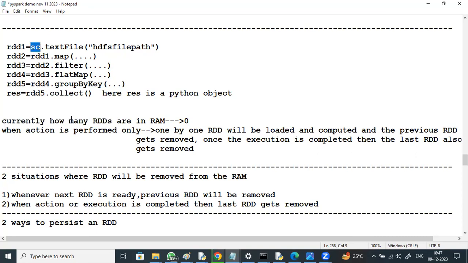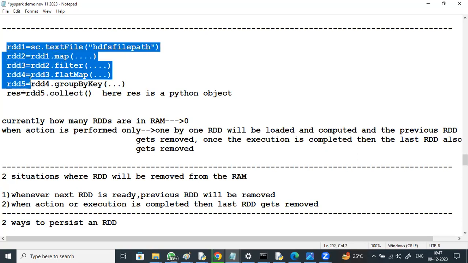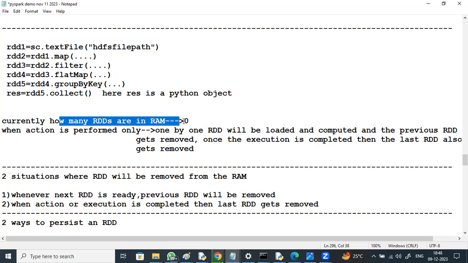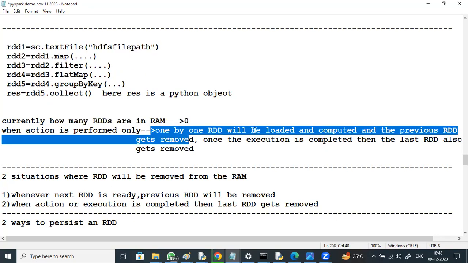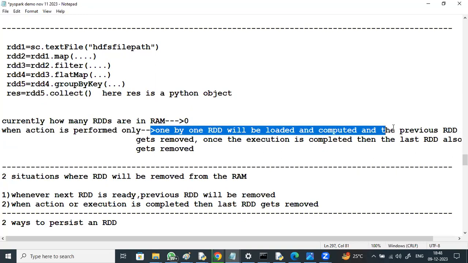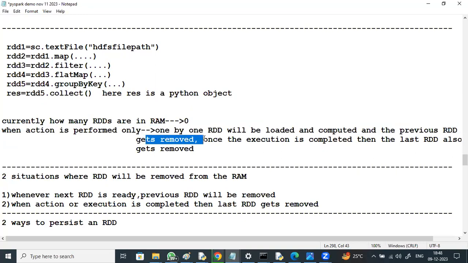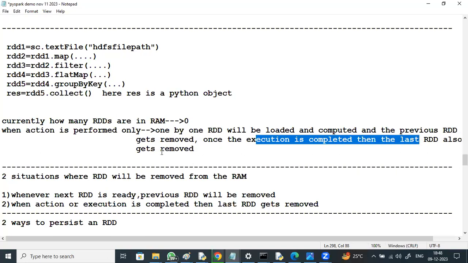Currently, how many RDDs? 5 RDDs. How many RDDs are in the RAM? Zero RDDs. Why? When you perform an action, only then are the RDDs loaded and computed one by one, and the previous RDD gets removed. Once the execution is completed, the last RDD also gets removed.